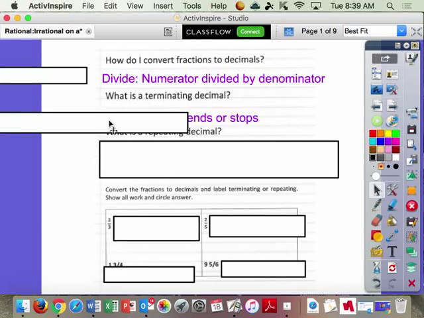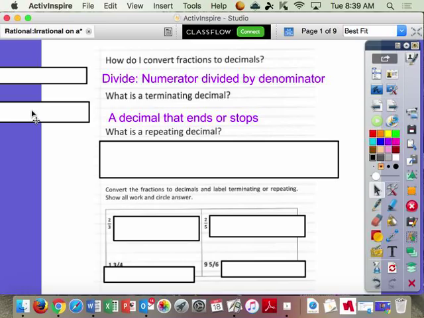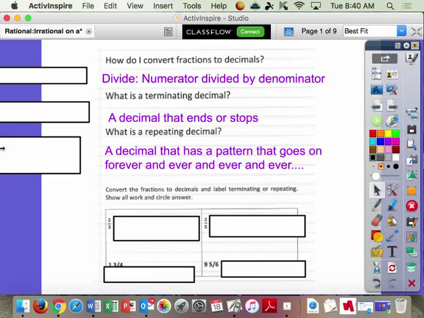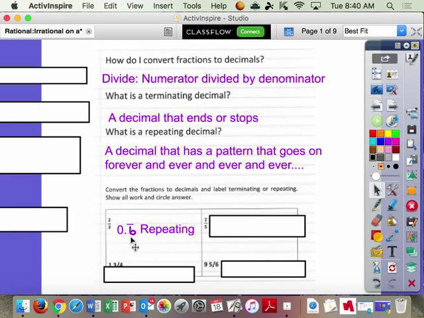Okay? What's a terminating decimal? A decimal that ends or stops. Remember, terminating, terminator, anything that ends. Okay? Repeating, a decimal that has a pattern. It has to have a pattern that goes on and on forever. So if you do 2 divided by 3 in your calculator, you get 0.66666666666, and then your calculator actually rounds it so it has a 7. But that 6 is what's repeating. So you need to have 0 and 6/10 with a line over it, and it is repeating.